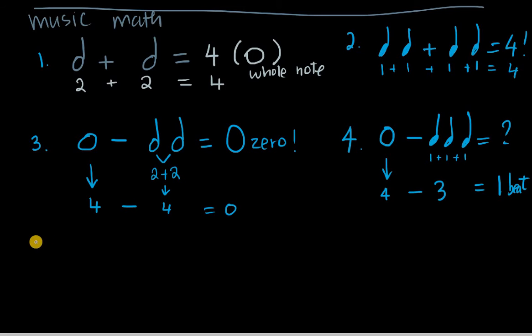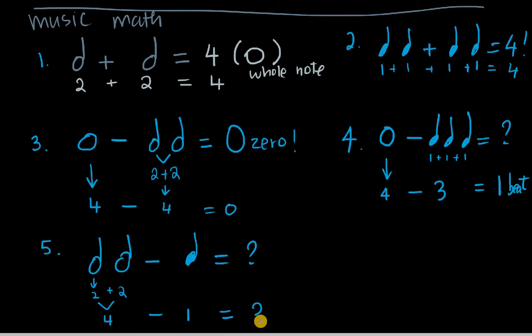Okay, we'll do one more question. 2 of these half notes minus 1 quarter note is equal to what? Well, this is 2 beats each, which is 4, minus a quarter note, which is a 1 beat note. 4 minus 1 is 3 beats. So, I hope all of that makes sense.